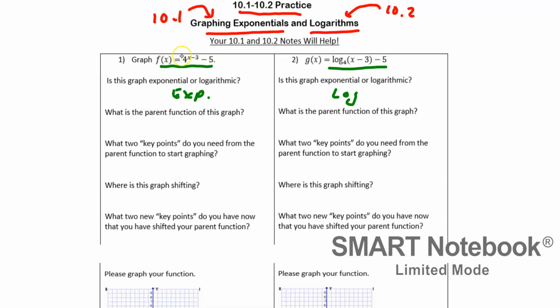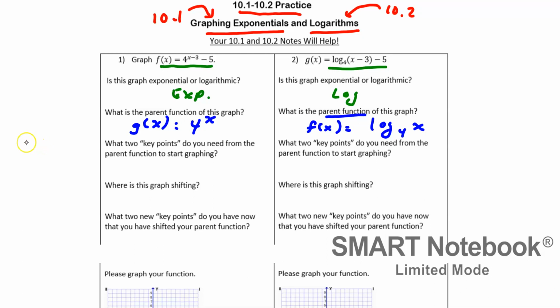Well, if f of x is this, the shifting matters. The parent function represents the most basic graph without the shifting. So I'll call the parent function g of x this time, and the most basic version of this graph is just 4 to the x without the shifts. Number 2, the graph that I give you, g of x, involves some shifts, so the parent function, which I'll call f of x this time, is the most basic version of this log, which would be log base 4 of just x, no shift with the 3 and no shift with the 5.